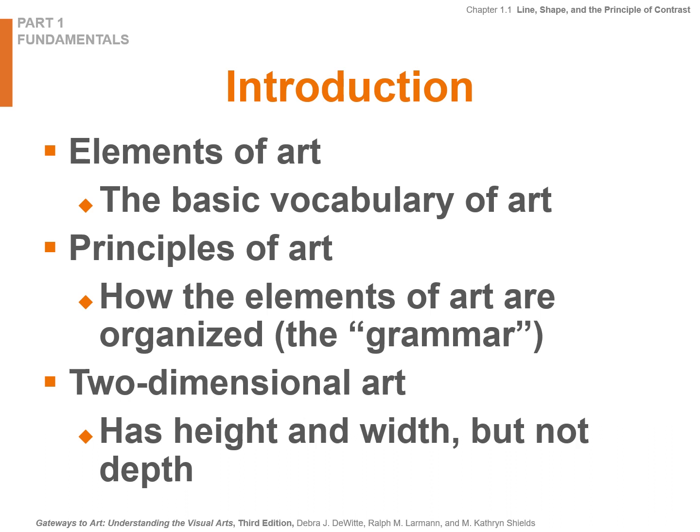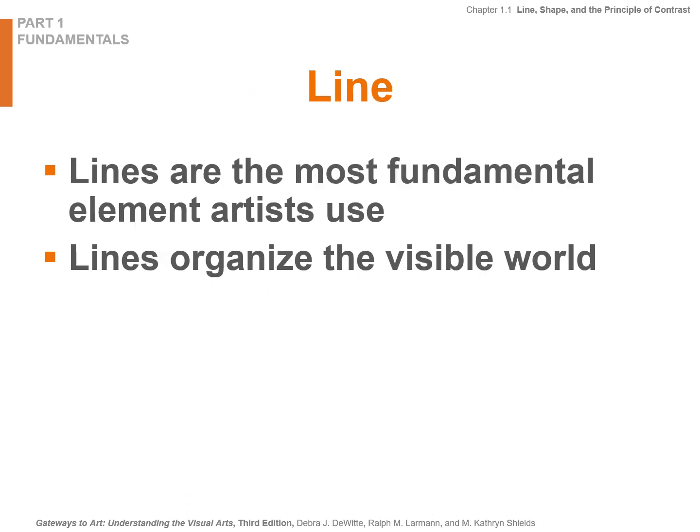And our introduction to this chapter tells us that there are elements of art, the basic vocabulary of art, and that there are principles of art. And these, as we've said earlier, are how the elements of art are organized. The grammar. There is two-dimensional art, which is what we're going to primarily be talking about in this chapter, which has height and width, but not depth. And it goes on to say that lines are the most fundamental element artists use, and that lines help us to organize the visual world.